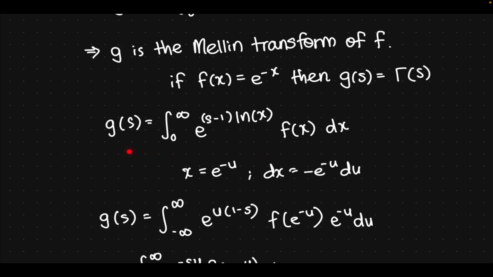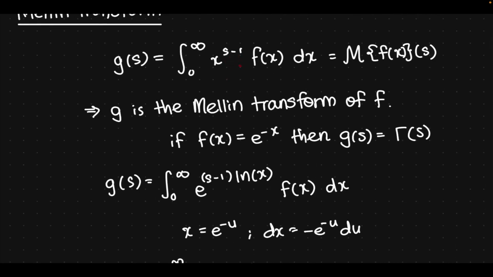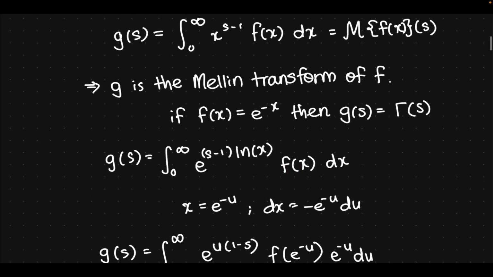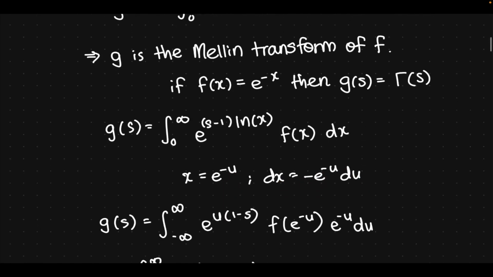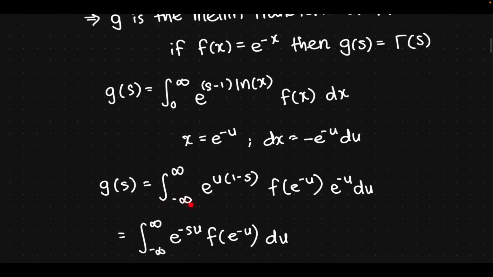We have g of s equals the integral from 0 to infinity of e to the (s minus 1) times ln x. I'm just expressing x to the s minus 1 as an exponential raised to some factor times ln. We can write this as e to the ln of x to the s minus 1. Using log properties, we can multiply by the power of the x beside the natural log on top, times f of x dx. What help does that do? We can set x equal to e to the minus u, dx equals minus e to the minus u du. And then we have g of s equal to the integral from minus infinity to infinity, using the substitution we had, of e to the u times (1 minus s), f of e to the minus u du.